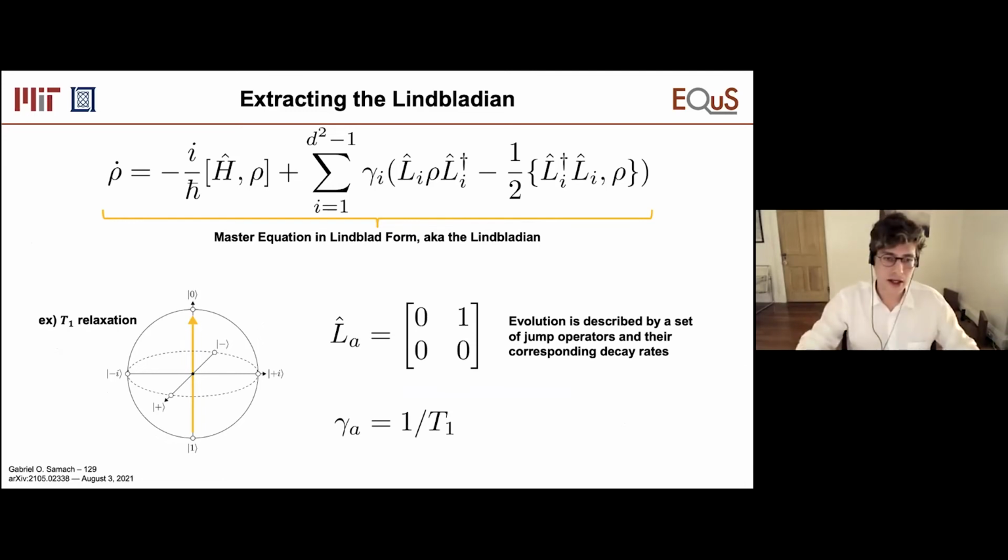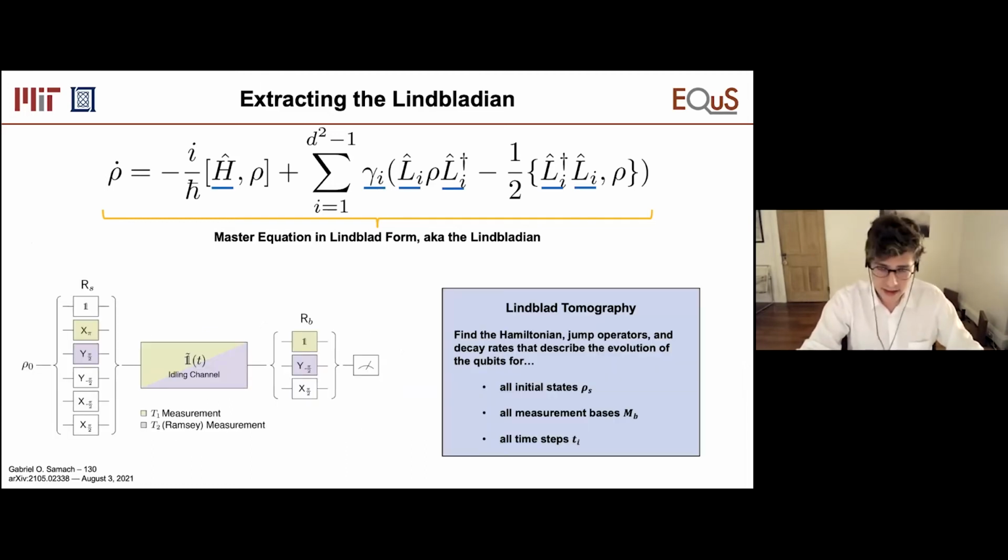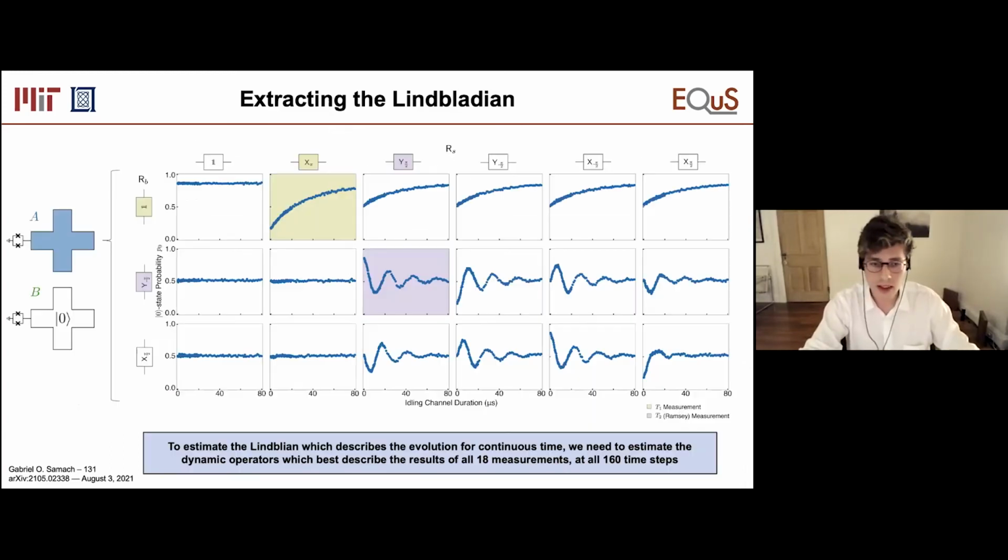Okay, so at the very beginning of the talk, I alluded to these T1 and T2 processes, which can be described by a master equation and by a Lindbladian. And so here we have these jump operators and corresponding decay rates. And the idea of Lindblad tomography is going to be to find the Hamiltonian H, the jump operators L, and the corresponding decay rates, which describe the evolution of our qubits for all initial states, all measurement bases, and all time steps t. So to go back to our picture of the aggregate results for a single qubit, we need to find the curves which correspond to every data point that you're seeing on this plot, both T1-like processes and T2-like processes.